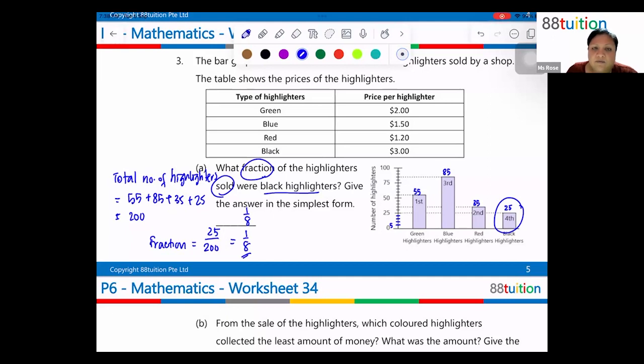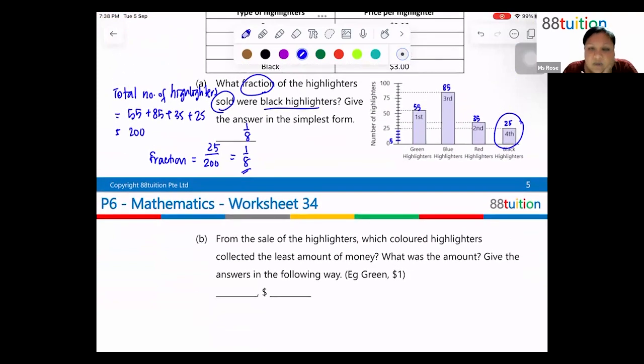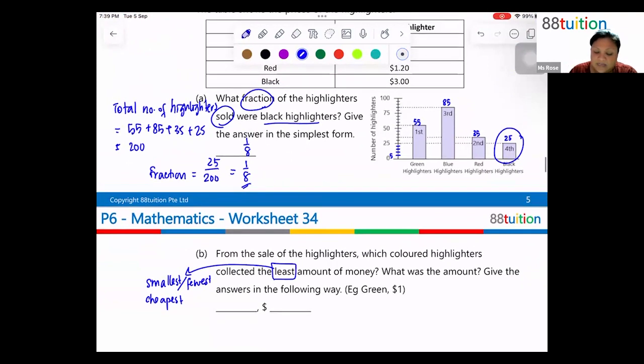Now, for part B, it says here, from the sale of the highlighters, which colored highlighters collected the least amount of money? So, in order to get the least amount of money collected, that means it must be the smallest number or the fewest and the cheapest. Now, if you look at the table, which one is the cheapest?